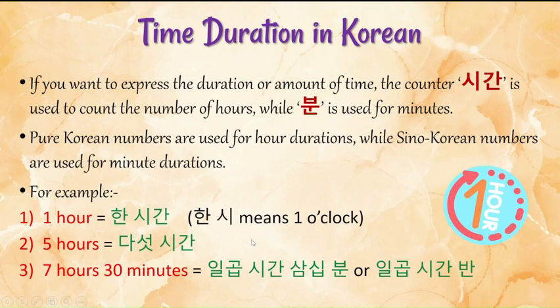Okay. Next example is 5 hours. 5 is 다섯. So it will be 다섯 시간. If you have to say 7 hours 30 minutes, again 30 minutes. Two ways to say this. I am taking examples again and again so that you become fluent in this concept. Okay. 7 hours 30 minutes is either 7시간 30분 or 7시간 반. Okay. We have used 30분 and 반 both to denote 30 minutes in Korean.